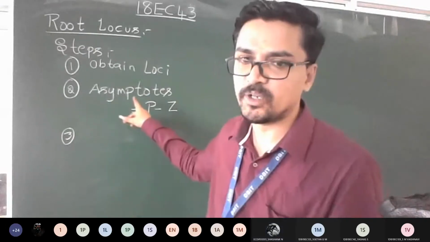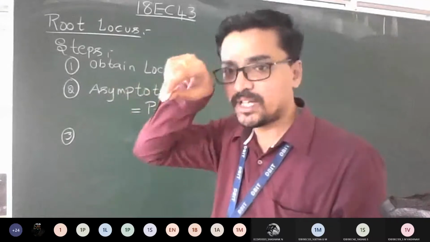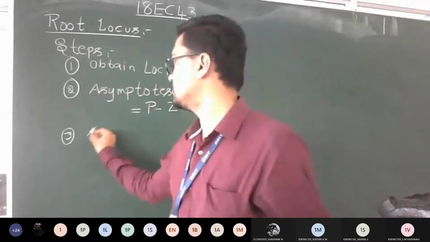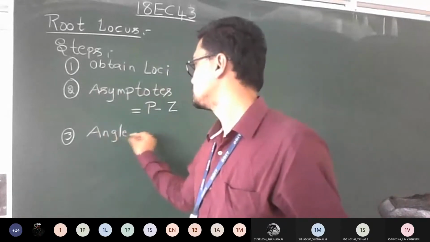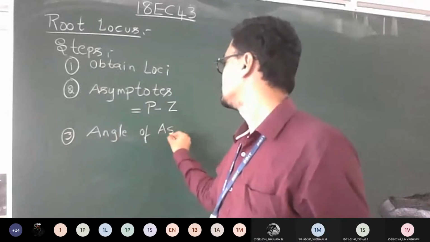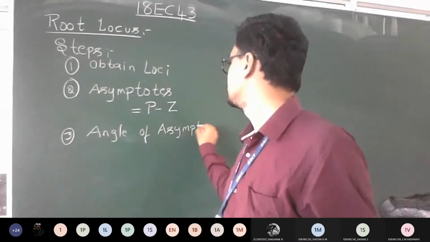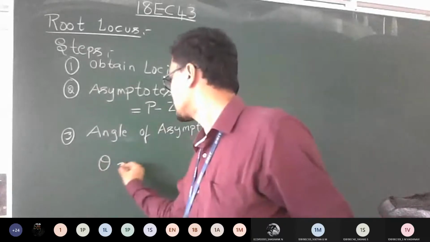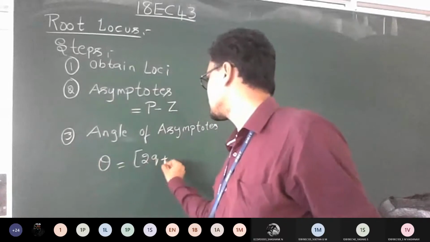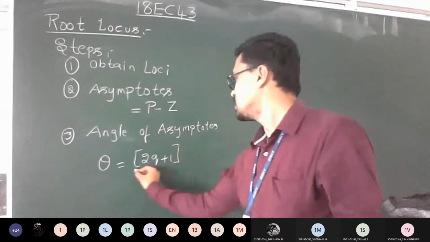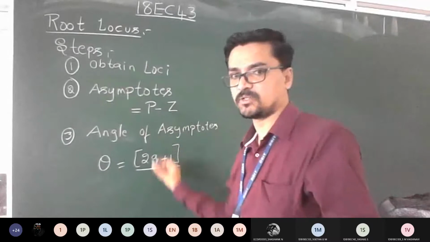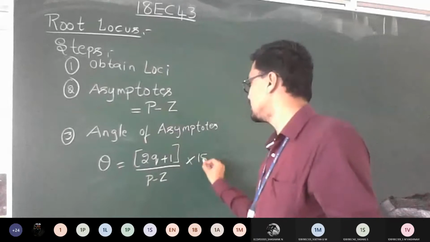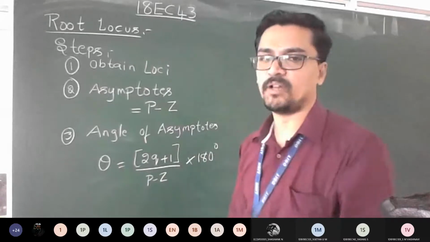After knowing how many asymptotes you have, you need to check what are the angles for those asymptotes. So to check that, you have to calculate the angle of asymptotes. To find this angle, we have the formula theta is equal to (2q plus 1) whole divided by your number of asymptotes, that is P minus Z. Since I want the angle, I need to multiply with 180 degrees. So this is the formula you need to implement.